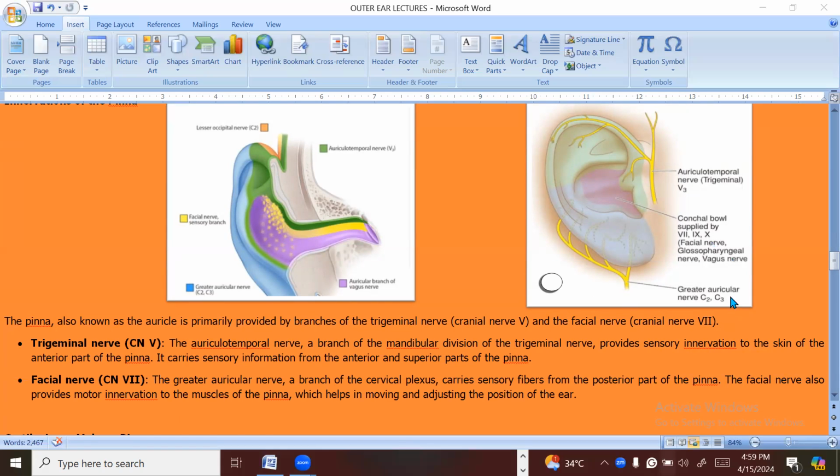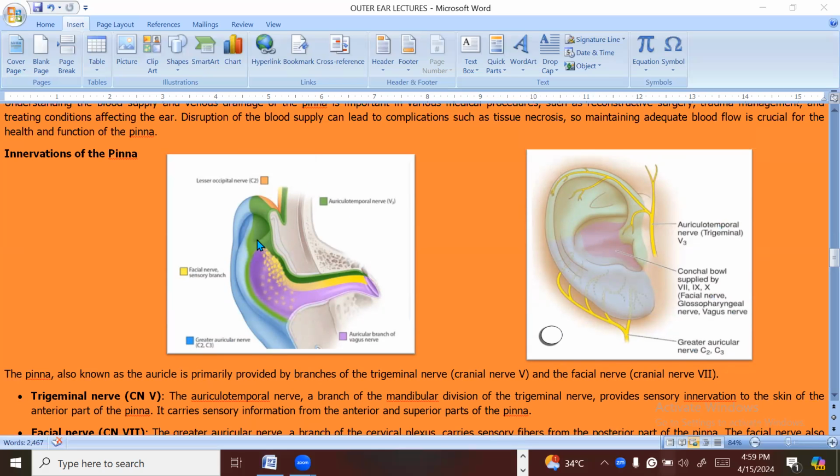So the greater auricular nerve. This is how the ear receives its innervation, blood supply and lymph drainage. If you look at this picture here, you see the painting. The yellow one painted is the facial nerve.